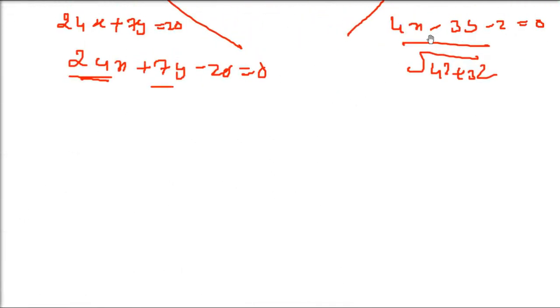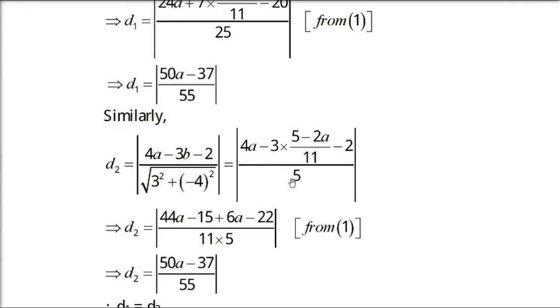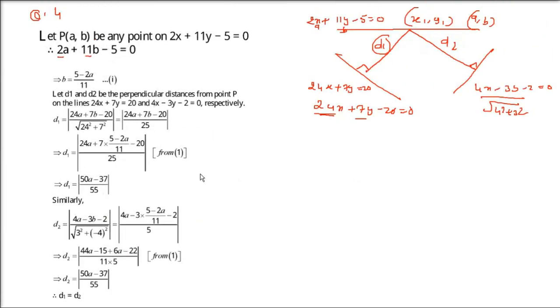And the same thing we are going to do here also. For d2, it is 4a minus 3b minus 2 by under root 4 square, 16, plus 3 square, 9, under root 25 is 5. So this will be 5. And I'm putting b, same thing, as (5 minus 2a) by 11. So when we put it here, d2 is (4a minus 15 plus 6a minus 12) by 11 into 5. So d2 will also come similar to d1, (5a minus 37) by 55. So d1 equals d2.